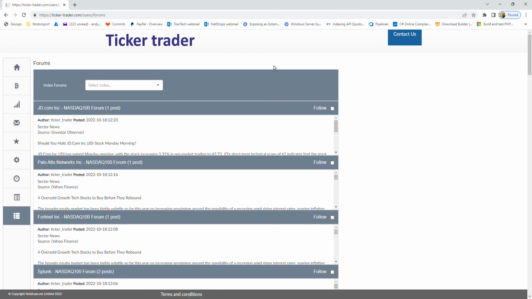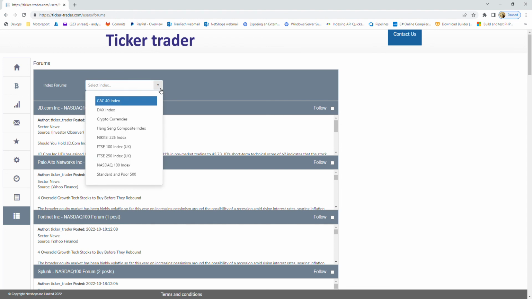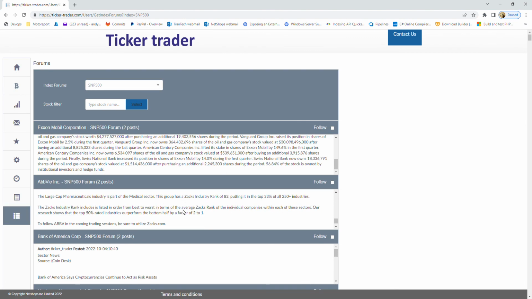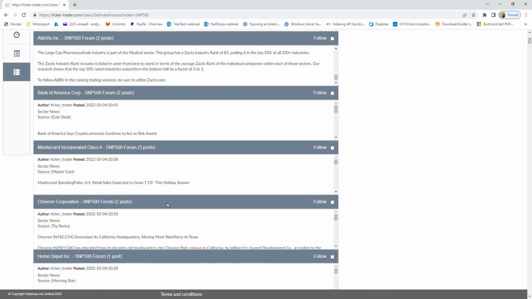Then we have the forums. We have all of the indexes. We don't have every stock in each market, but that will be coming sooner or later. But at the moment we have every stock in the S&P 500 and the Nasdaq, in the FTSE, the British FTSE 250, the Nikkei, the Hang Seng, all of the leading markets across the globe. We have their indexes in our forum. And if you want to select an index, let's have a look at the S&P 500. We've got a forum for every one of those stocks, some news in some of them.